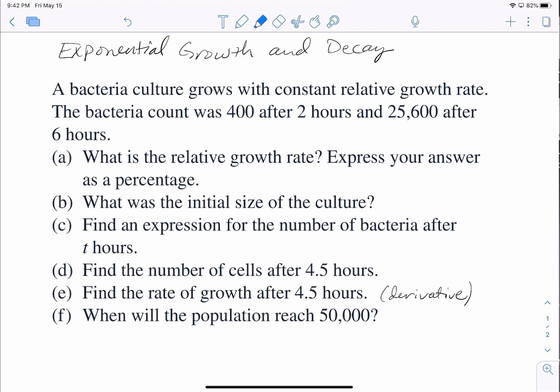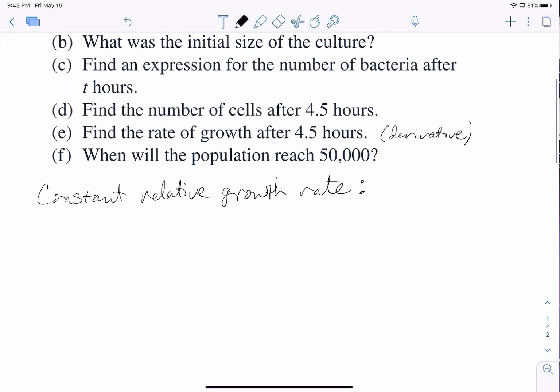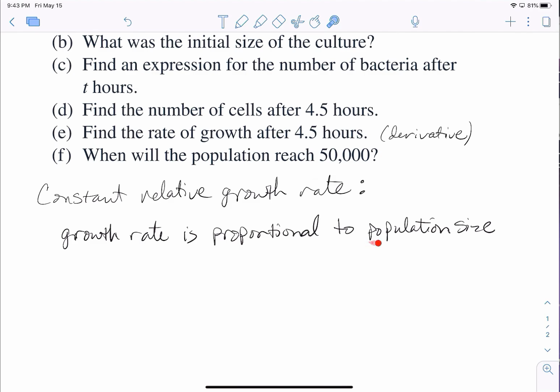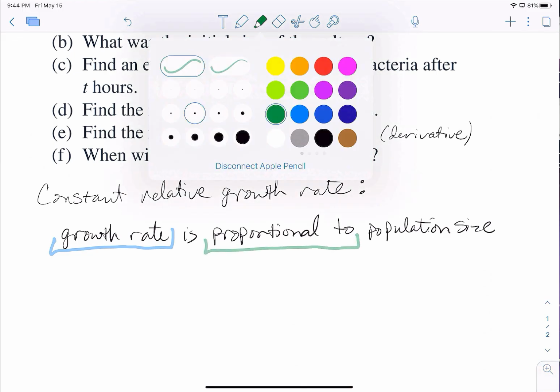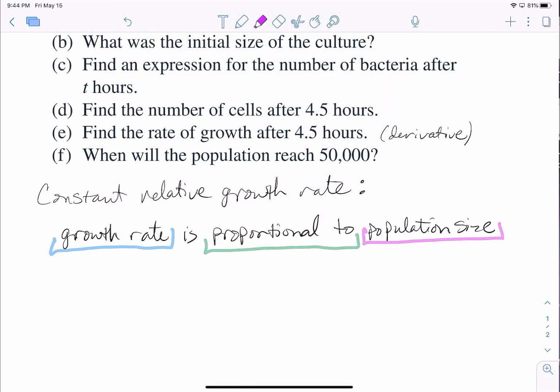So looking at this through the lens of calculus, I want to unpack this constant relative growth rate part. Mathematical experience indicates that, and that's another way of saying, after you've taken enough math, you kind of see what the wording means. A constant relative growth rate really means that the growth rate is proportional to the size of the population. So it's constant relative to the population size. And now we're going to unpack this a little bit. The growth rate is proportional to the size of the population.